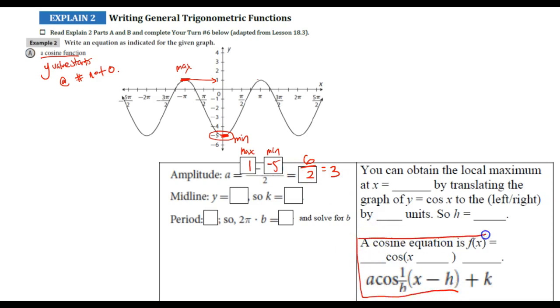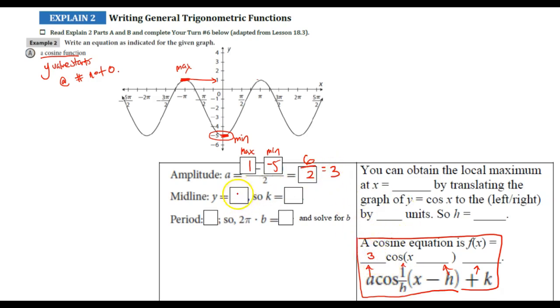So we already found our a value, and yes, I did kind of write down so you know what our cosine function will look like. We have to find our a value, our h value, and our k value. And I'll explain why I didn't give really much space to our 1 over b value in just a moment. But we found our a value. Let's go ahead and plug that in.